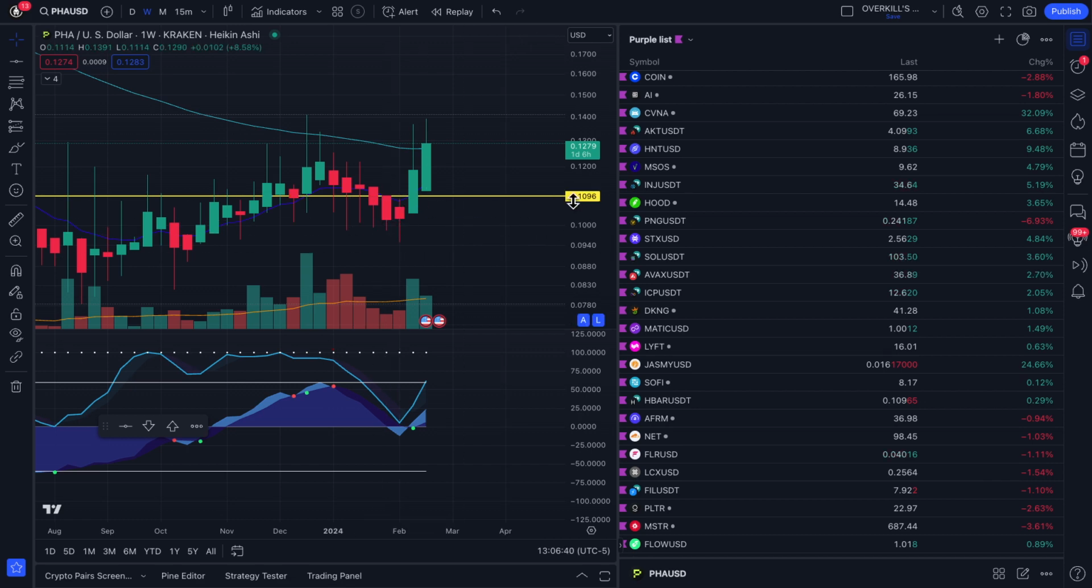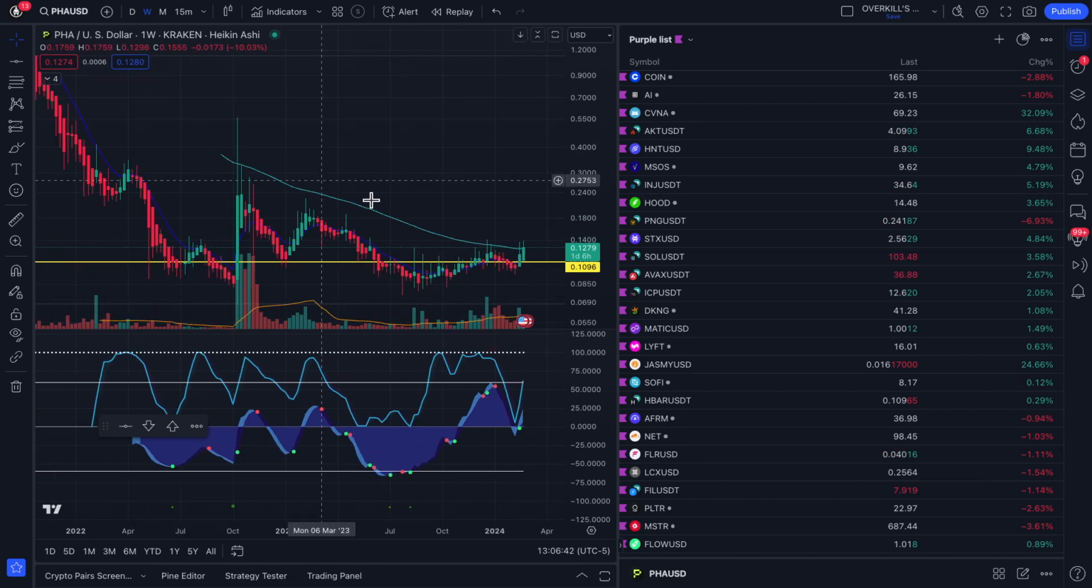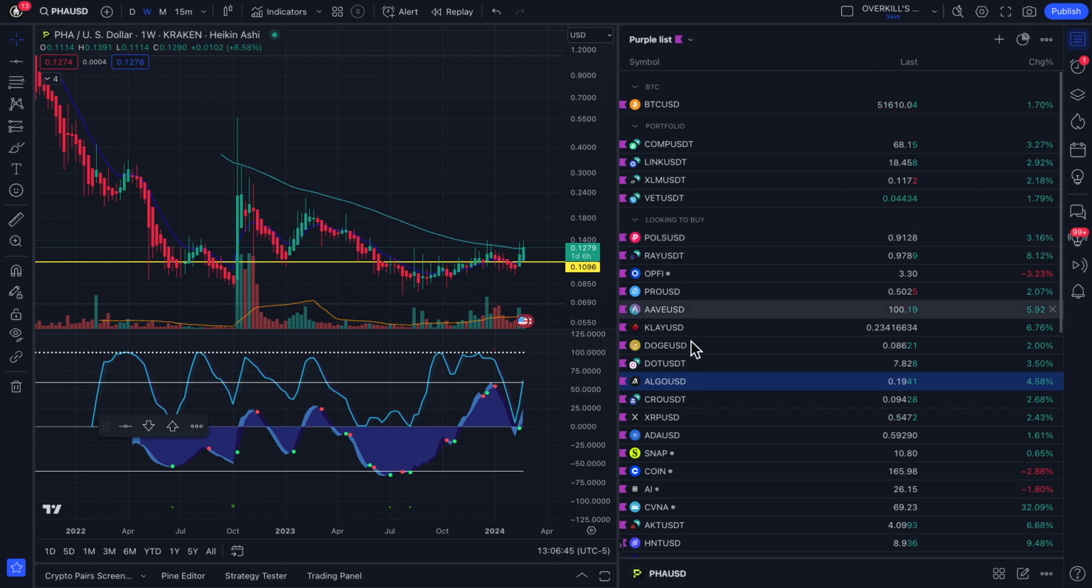But this one, 10 cents is the stop loss. I don't know. We're below the 50. I think there's some better names. So top names for me are from POLS down to AI.